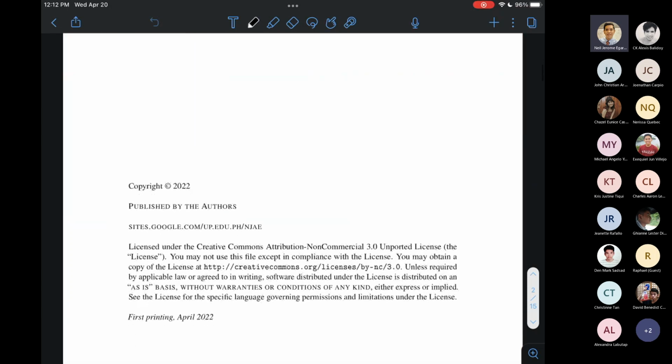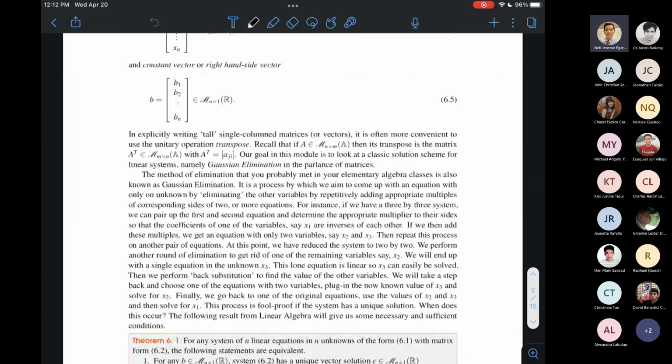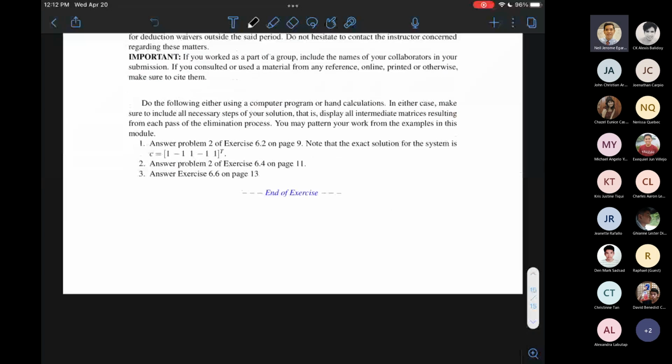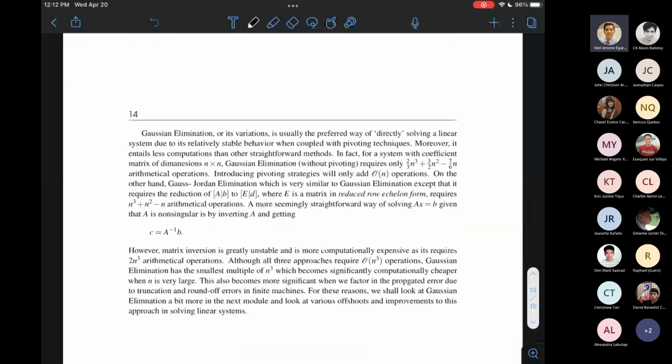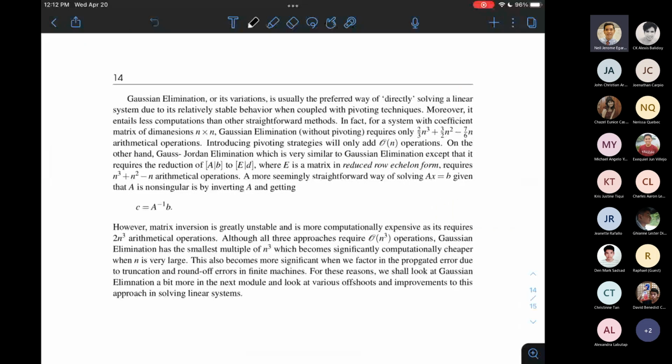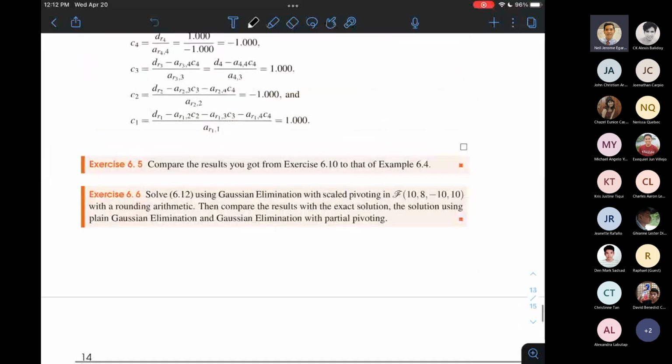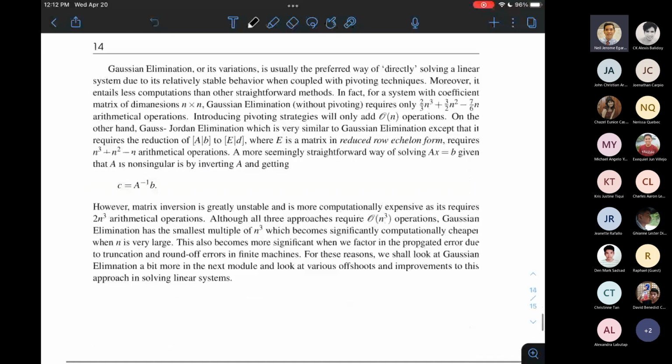Ito pala, dapat nag-hire pala ako ng SA, no, para taga-LaTeX ng modules. But anyway, okay. But before we go there, I want to say something about Gaussian elimination, and I added this as the last page in module number 6. So if you don't have this page yet, re-download or actually download the latest version of module number 6.